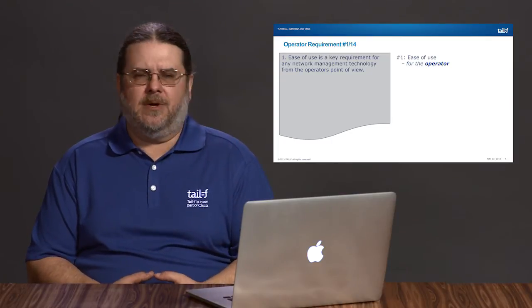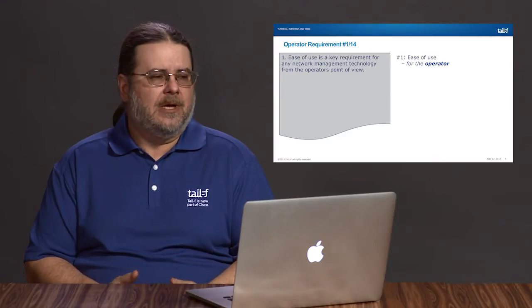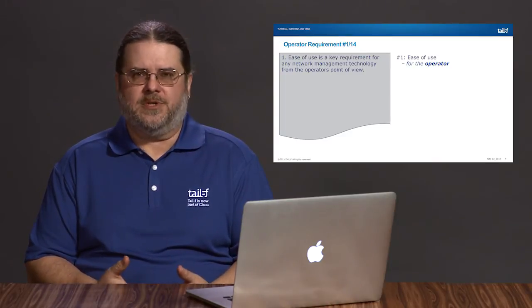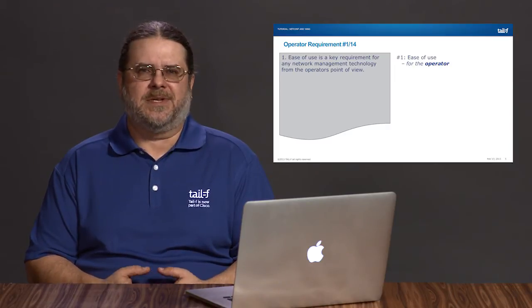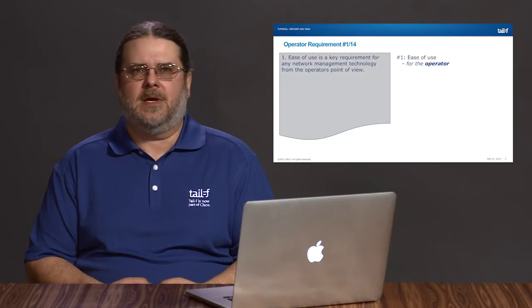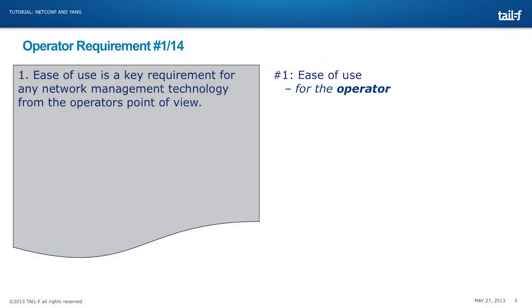So the key part of RFC 3535, which I encourage you to read for yourself, I'll review here, are 14 operator requirements that were identified. These were for service providers and operators of networks, what they needed for managing a network. So first off was ease of use. Kind of obvious, but it's an important place to start. Ease of use for the operator. They have many different types of equipment in the network, new revisions coming out.